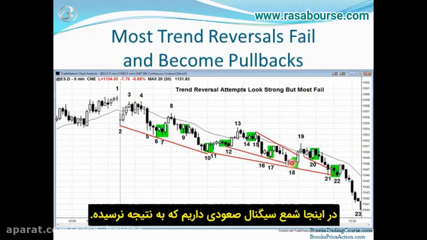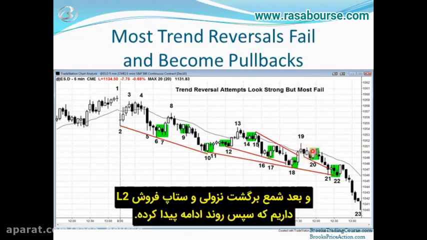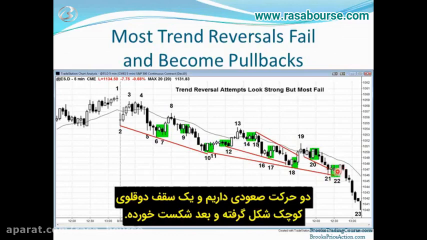Good looking bull signal bar, it failed. Tried to make a two-legged pullback, 1, 2, and 2 pushes up, 1, 2, and the market was followed by a bear reversal bar and a low 2 short, and the trend resumed. Another micro double bottom here, and it became a low 2 short. 1 push up, 2 pushes up, small double top, it failed.